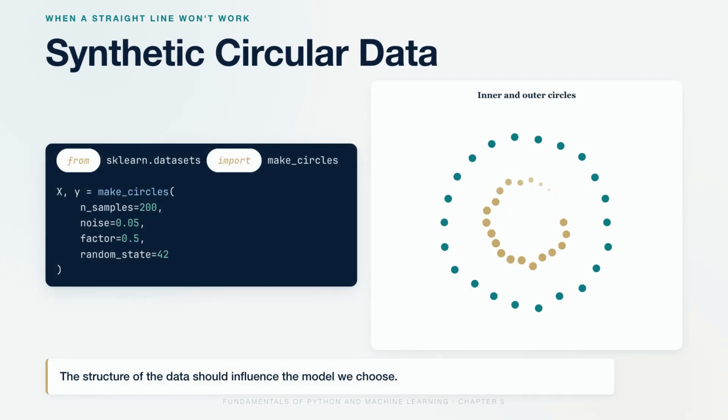The make_circles function creates a dataset with two circular groups. One group forms an outer circle, and another forms an inner circle. This pattern is important because a simple straight line cannot easily separate the two groups. The dataset helps us demonstrate why different algorithms are needed for different data shapes. An algorithm that performs well with a straight boundary might not perform well with circular data. This is a major machine learning lesson. The structure of the data should influence the model we choose. There is no single algorithm that is best for every problem.